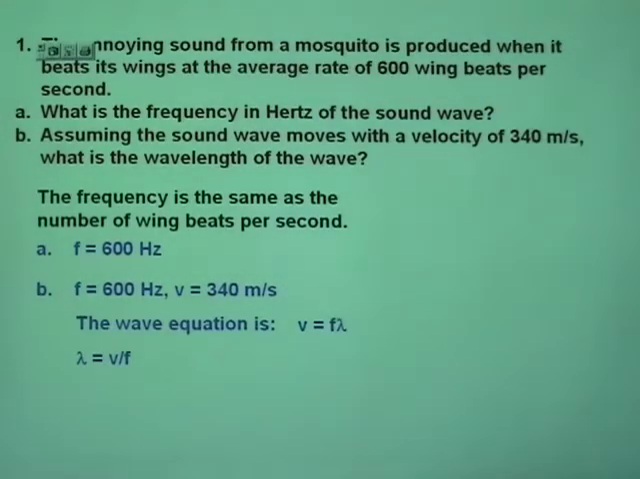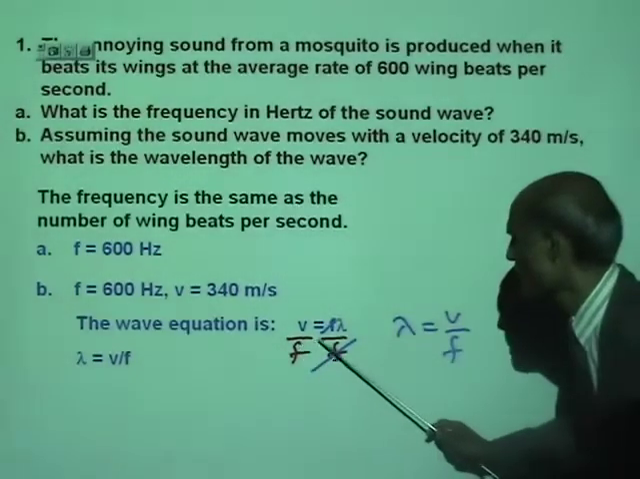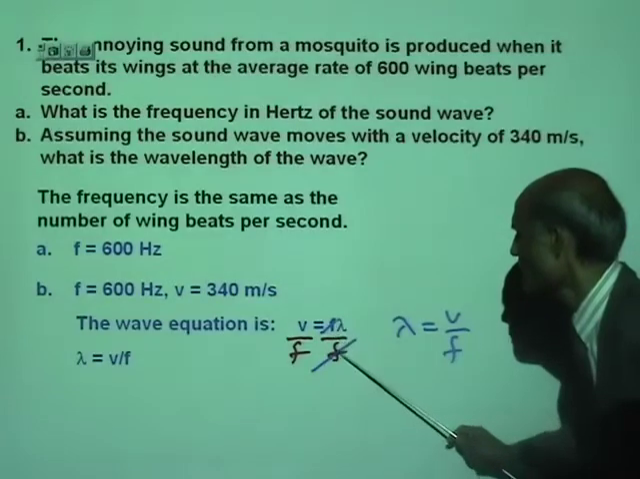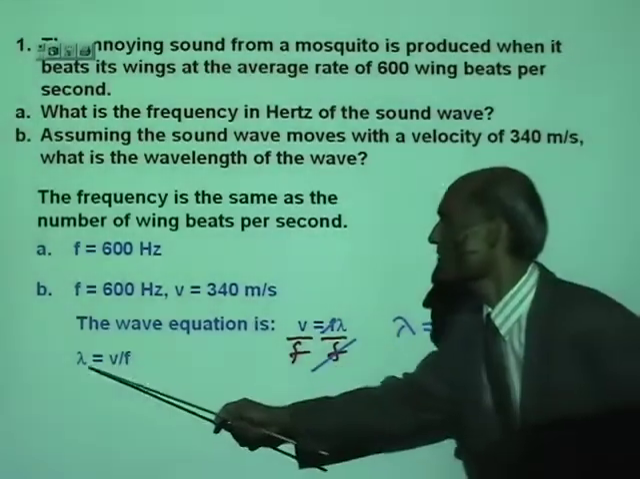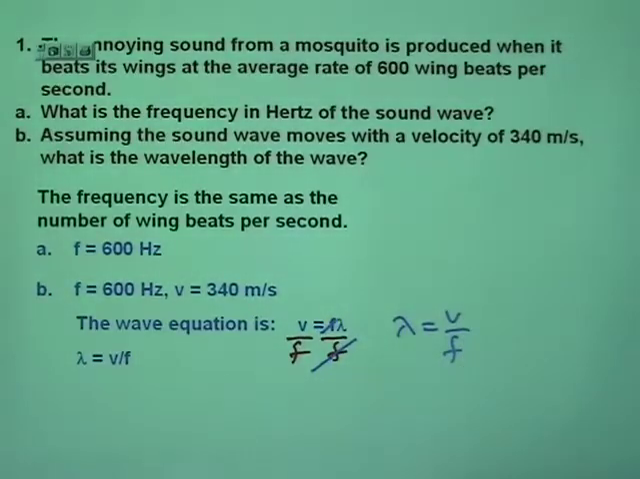Now, divide the left-hand side by F, the right-hand side by F, and you notice F and F will cancel. We get lambda equal to V over F. You see, when you divide both sides by F, F and F will go. Lambda equal to V over F. That's what I wrote there.